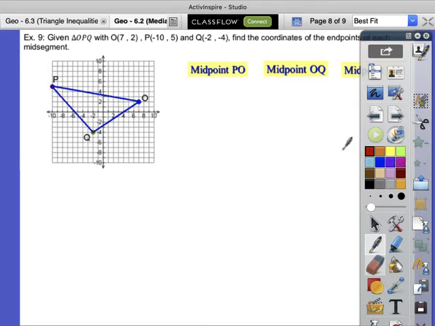Alright. So we're given this triangle. We're given a triangle OPQ. We're told O is at 7, 2.